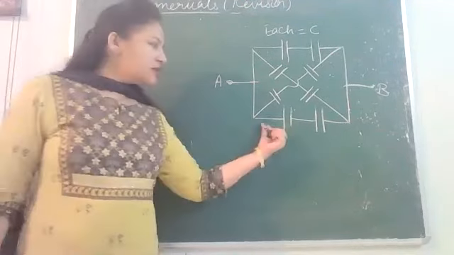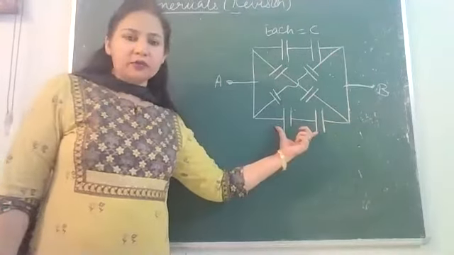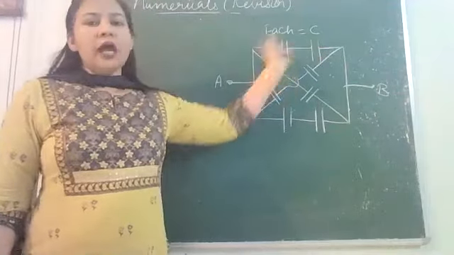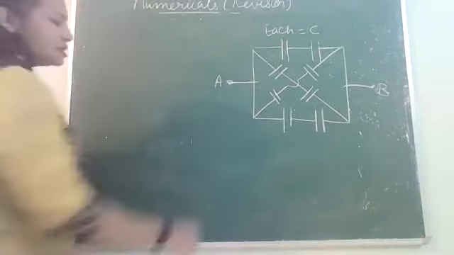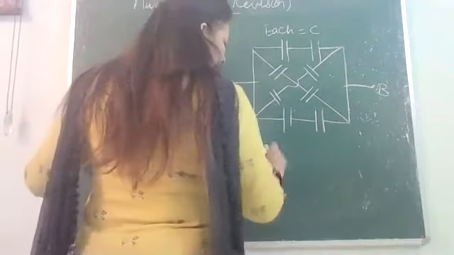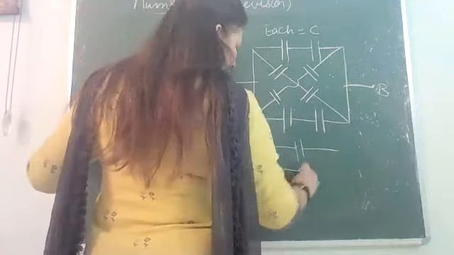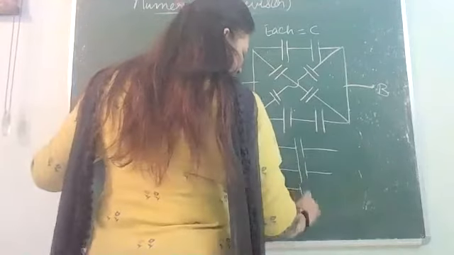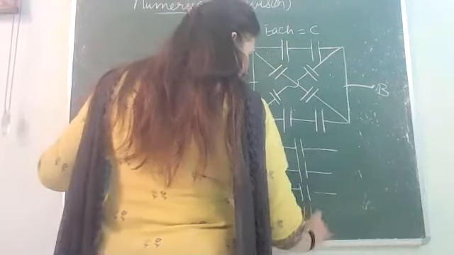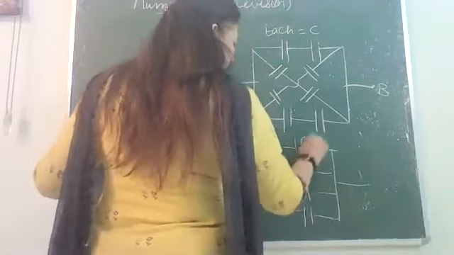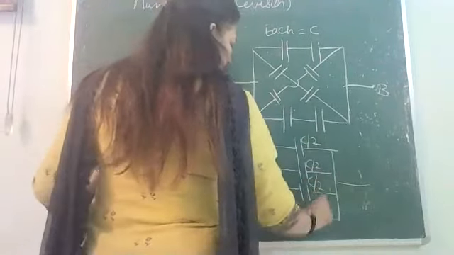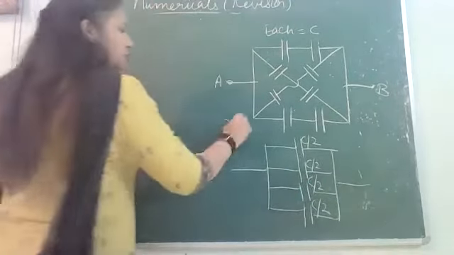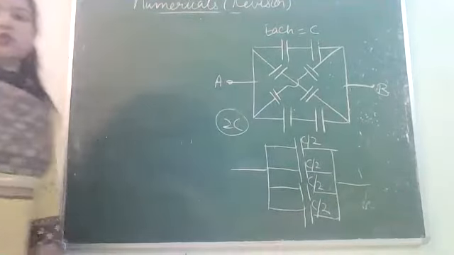Yes, the answer is 2C. Because what is the capacitance of each arm? C by 2. This is also C by 2. And when we have crisscross, they are also in parallel. So this circuit is equivalent to 4 arms in which we have 4 capacitors, each of capacitance C by 2. So C by 2 plus C by 2 plus C by 2 plus C by 2 is 2C. The answer is 2C.